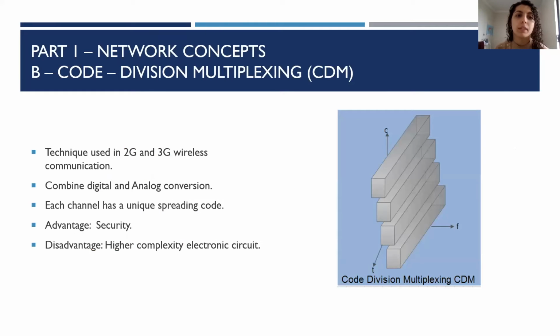The second one would be the code division multiplexing, which was a technique used in 2G and 3G wireless communications, and nowadays not used as much as before. Combined digital analog conversion, and each channel has a unique spreading code line because there is a sender and a receiver, and the sender is encoding to send to the receiver.